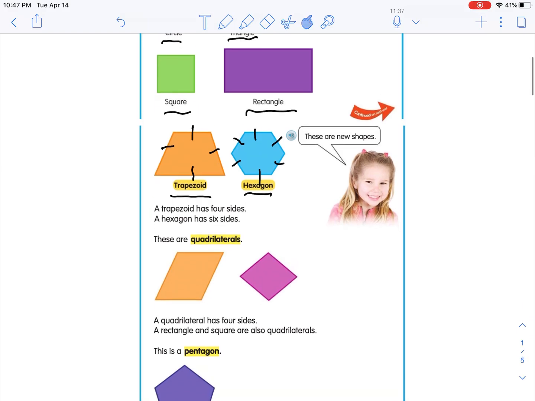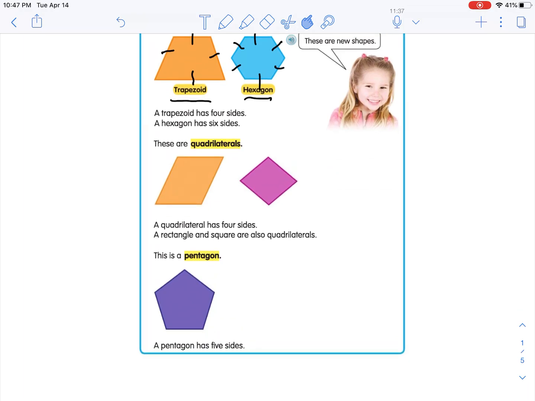If we go down a little farther, we've got a couple more new ones to get used to. These are quadrilaterals. Say that with me. That is a big word we have to chunk sometimes, right? Quadrilaterals. A quadrilateral has 4 sides. A rectangle and a square are also quadrilaterals. Those are types of quadrilaterals. They both have 4 sides. 1, 2, 3, 4. Same over here.